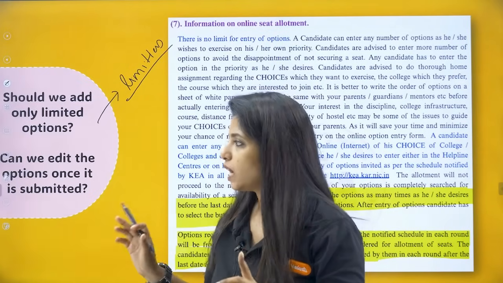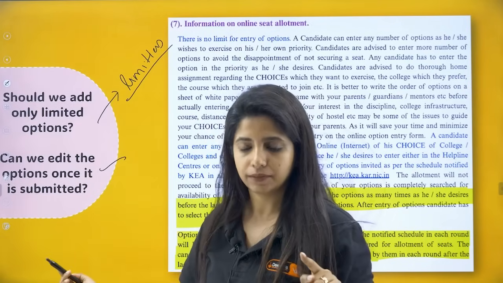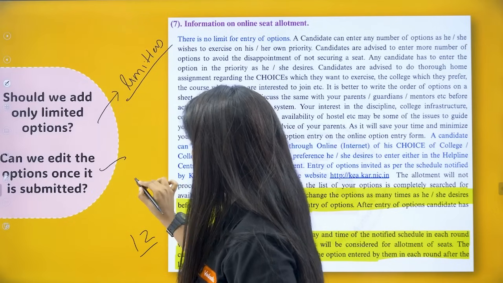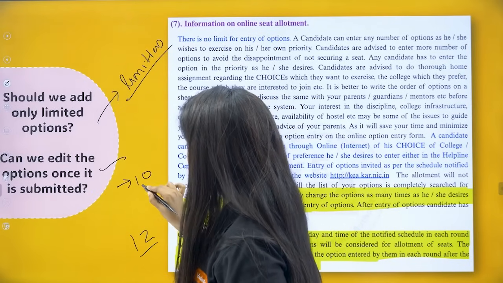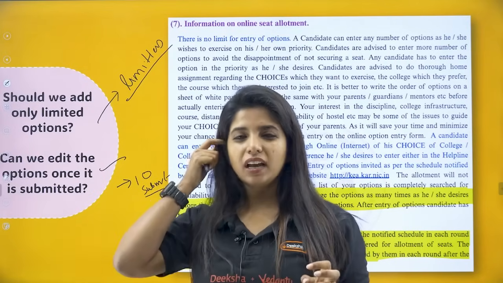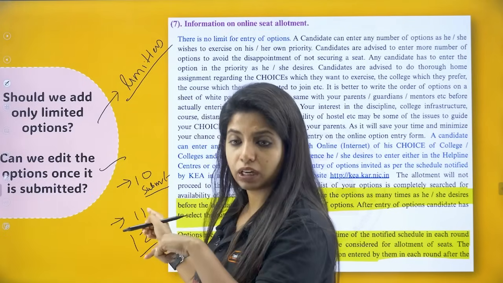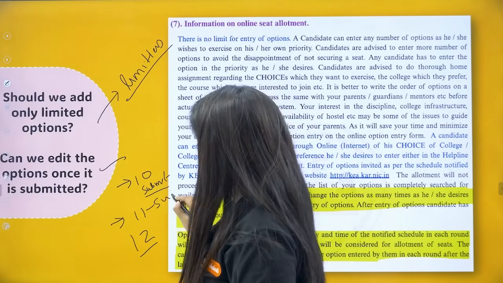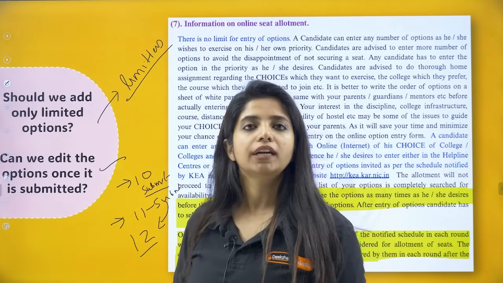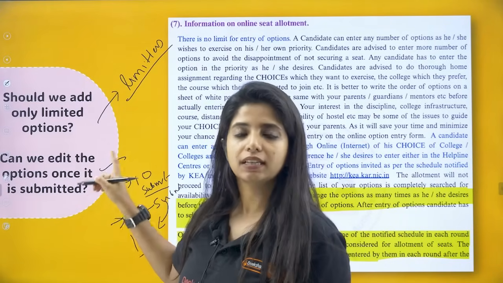Now, one more usual question that I get is, can we edit the options once they are submitted? So can you do that? For example, the last date is 12th. On 10th, I put the options, ma'am, and I clicked on the submit button. Now, I feel that I have missed something. Can I redo it? That is, on 11th, can I put in options and then submit again? So the answer is yes, you can do so. You can edit the options once they are submitted.